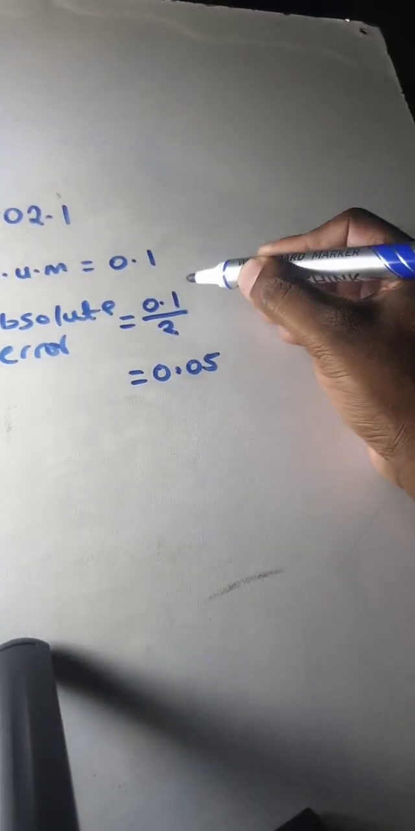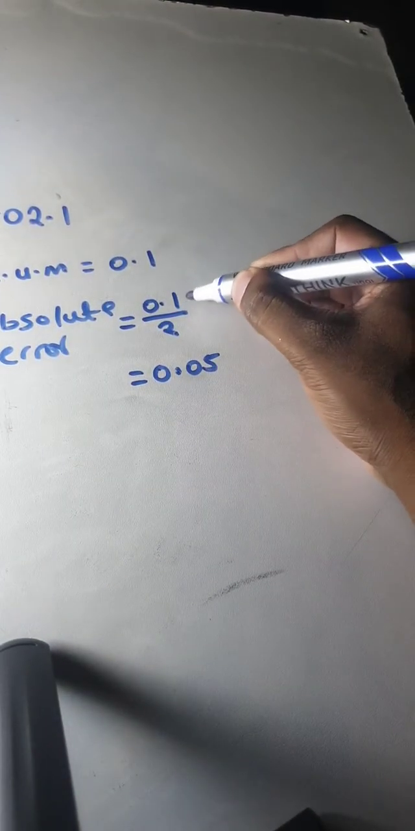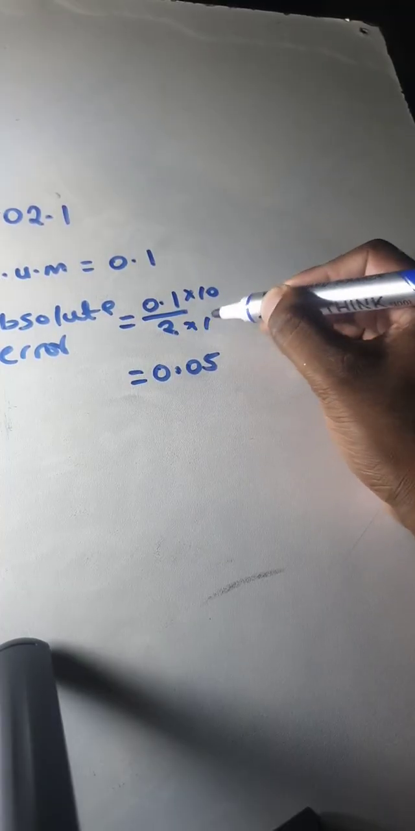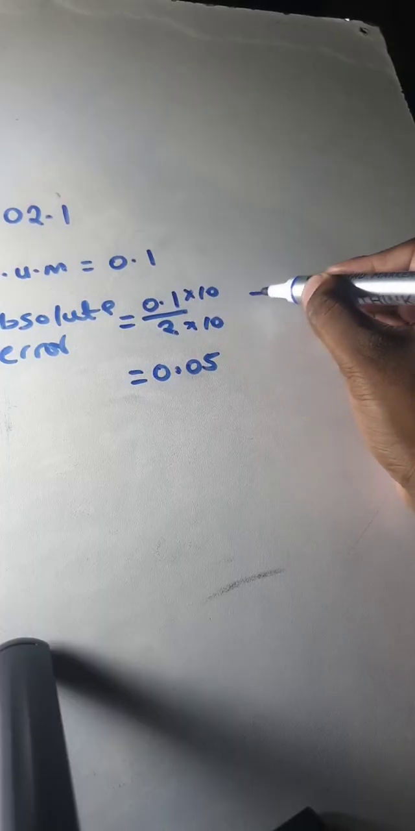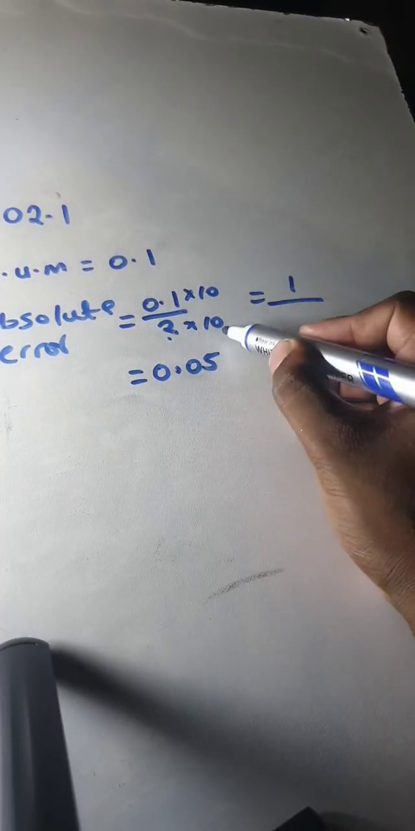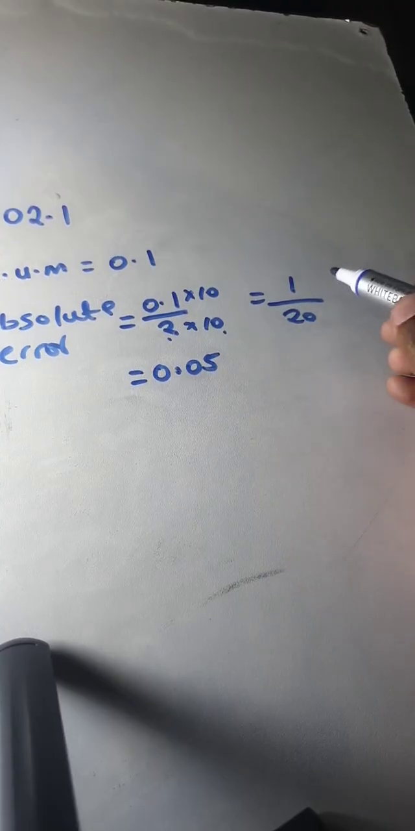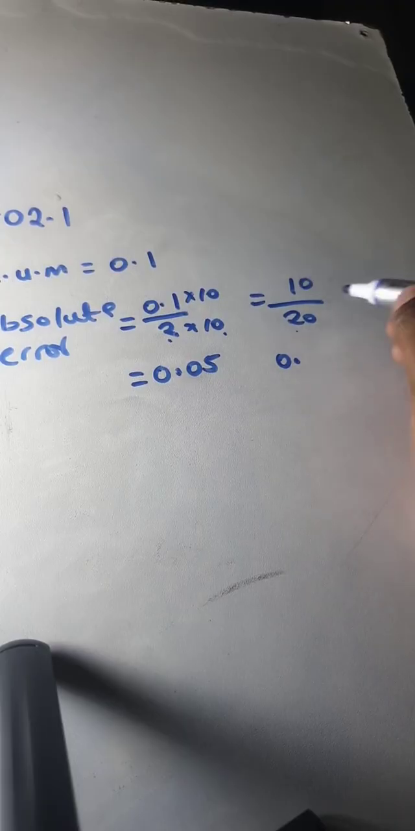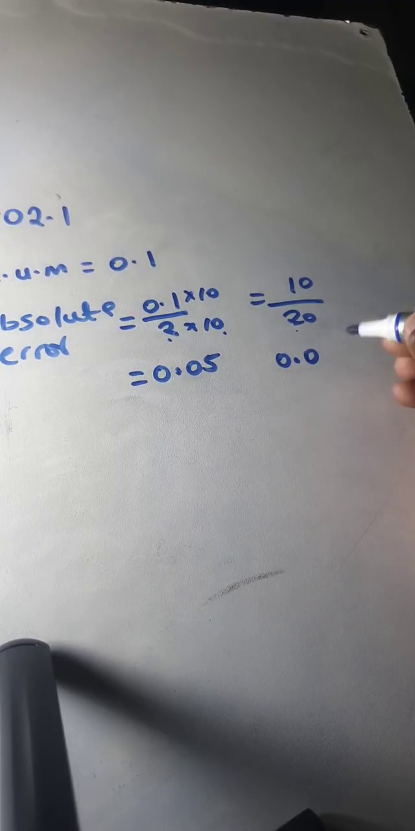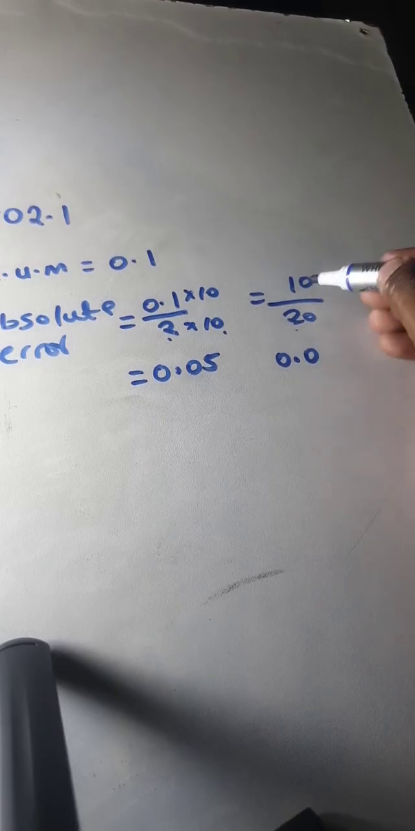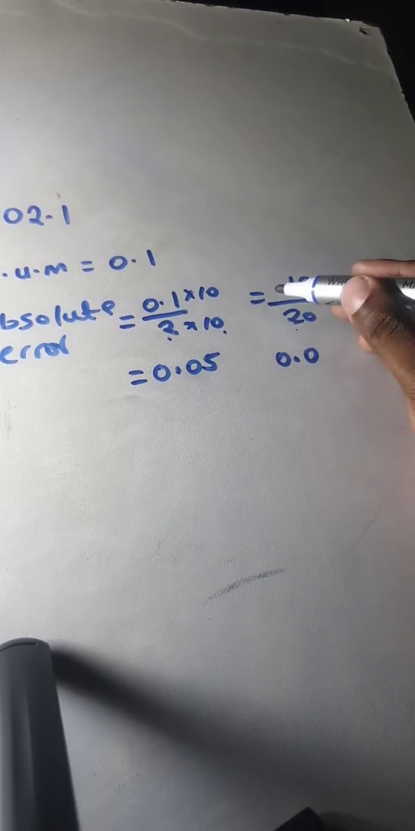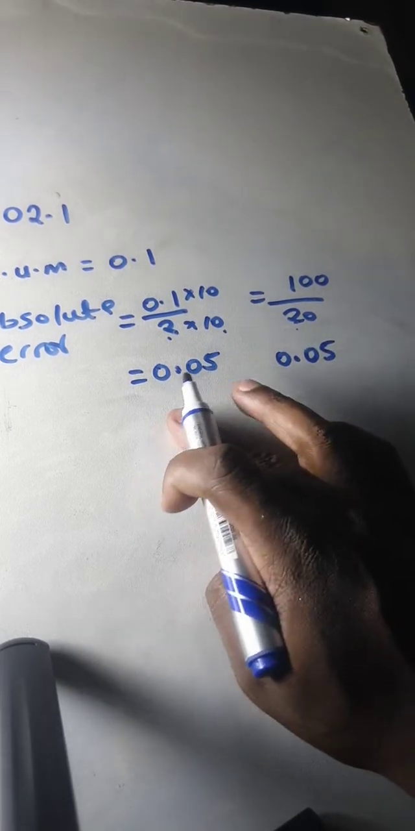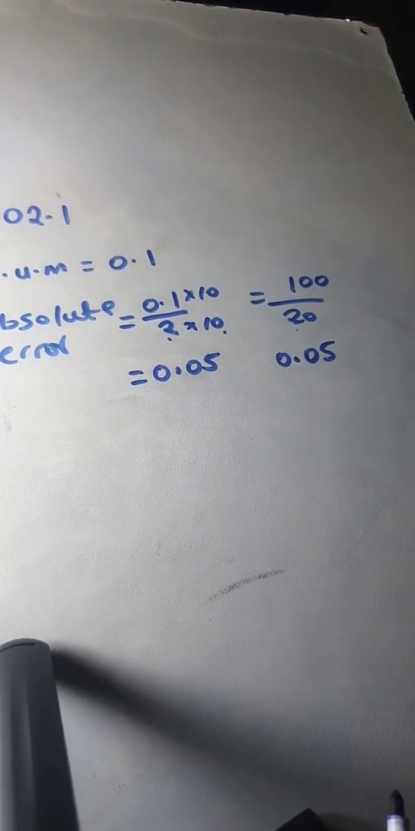Now, I'm not going to spoil the fun. Let me show you how I came up with that. Since it's 1 decimal place, I'll multiply by 10 on the numerator and 10 on the denominator. 0.1 times 10 is 1 over 2 times 10 is 20. Then 20 into 1, it can't, right? Then we introduce a decimal point, that 1 becomes 10. 20 into 10, it can't. Then we say, what about into 100? So 20 into 100 is 5. That's how we came up with the absolute error to be 0.05.